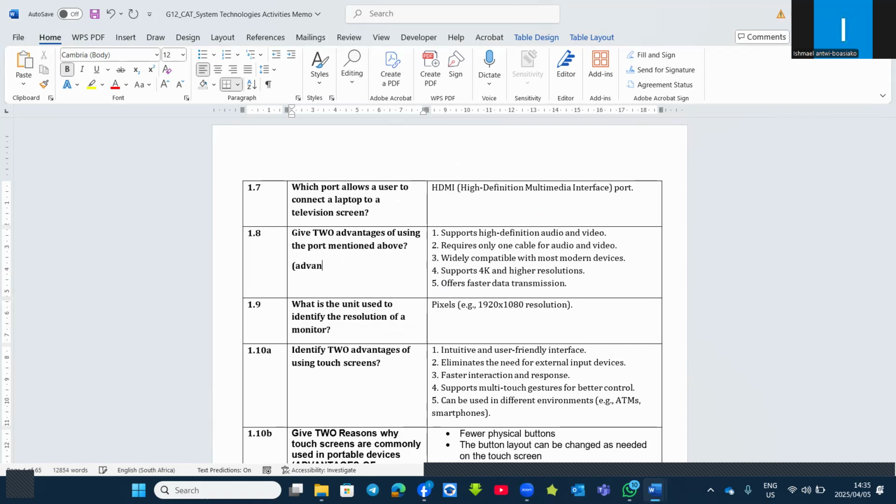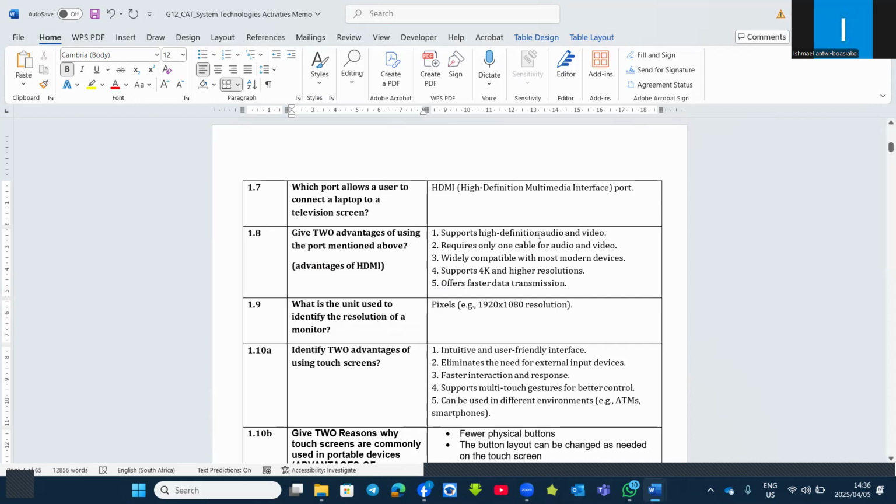Advantages of HDMI. First one is it supports high definition audio and video, or you can say it supports both audio and video as well. And then it requires one cable for both audio and video.